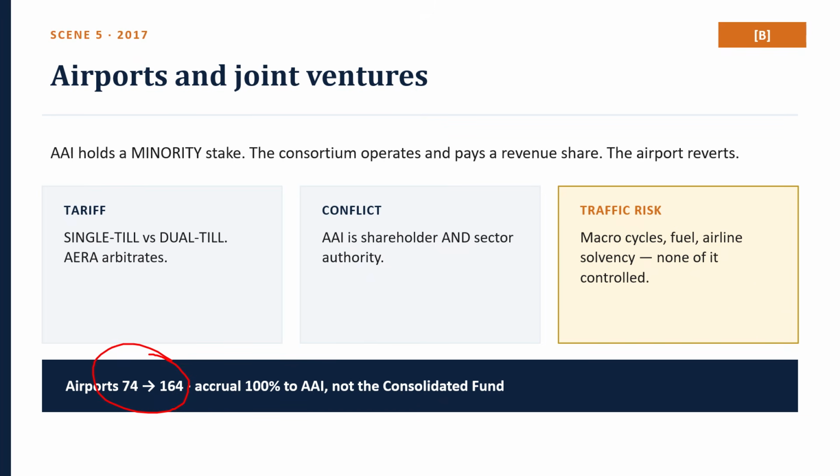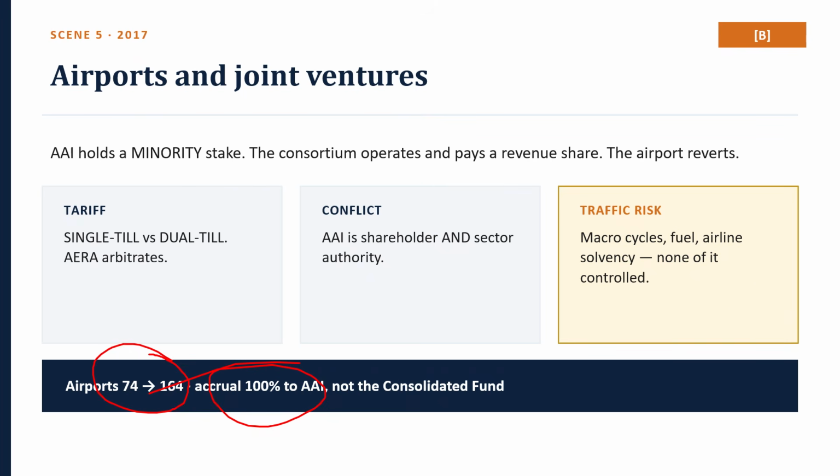So note where the money goes: 100% to AAI, a public sector undertaking, and nothing to the consolidated fund. And for scale, India has 0.11 airports per million people against 47.35 in the United States and 0.39 in China.